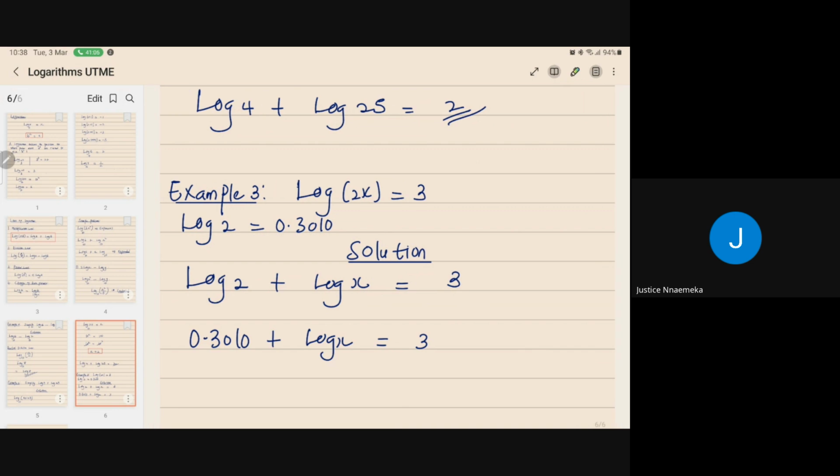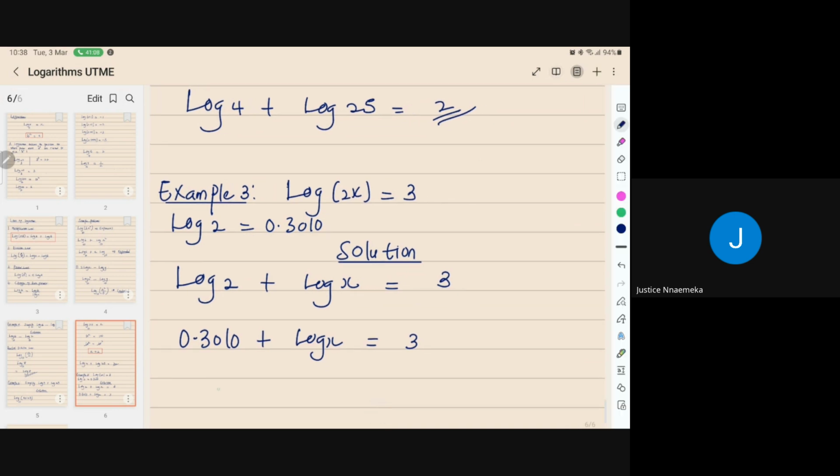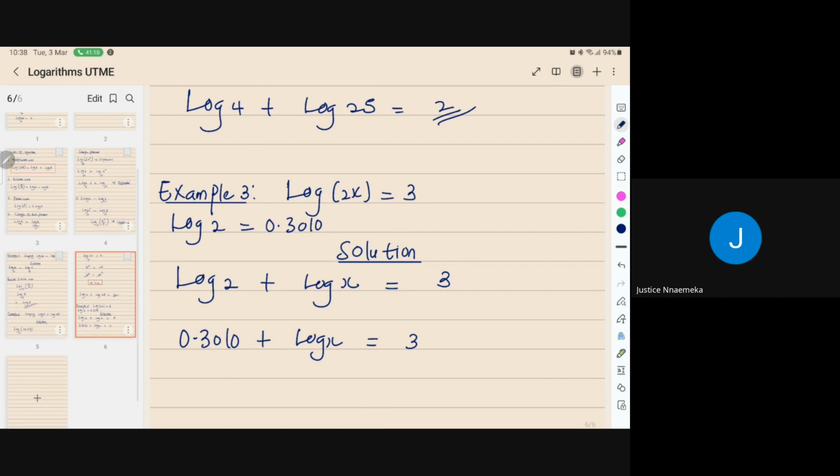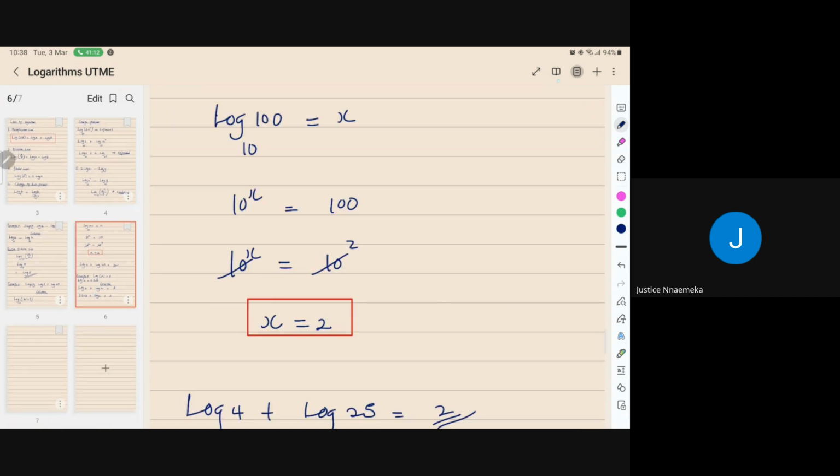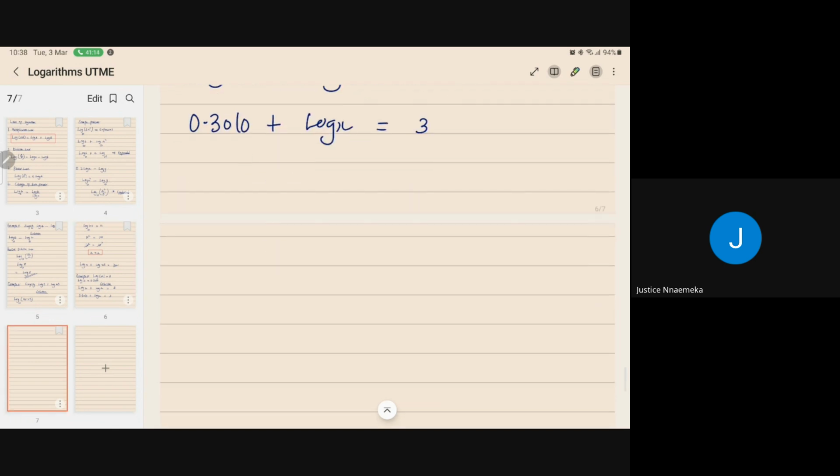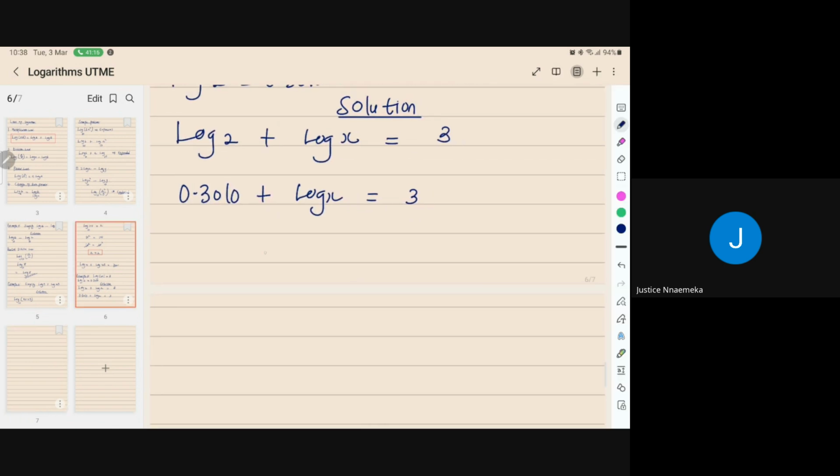Now I'm going to simplify further. Let's collect like terms. We're going to have at this point that log x is equal to 3 minus 0.3010. So that log x is equal to 2.6990.